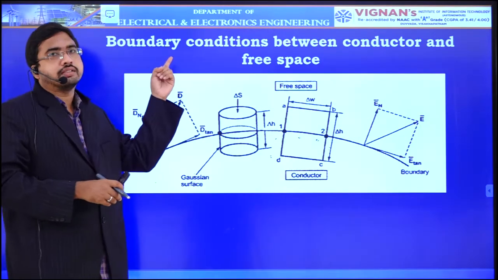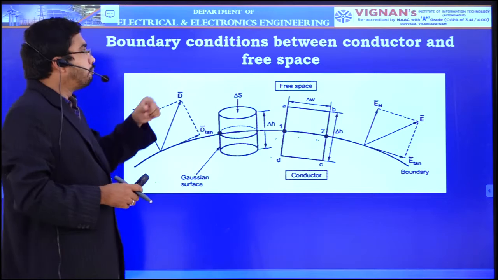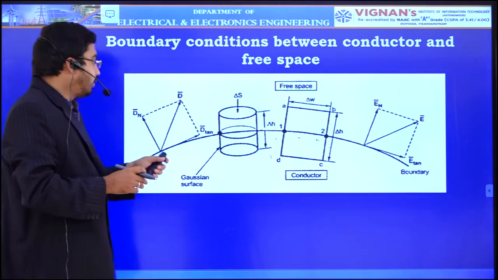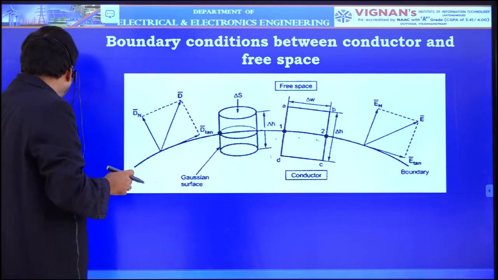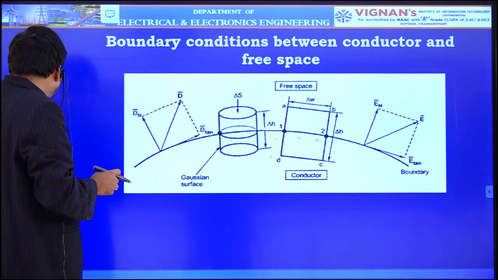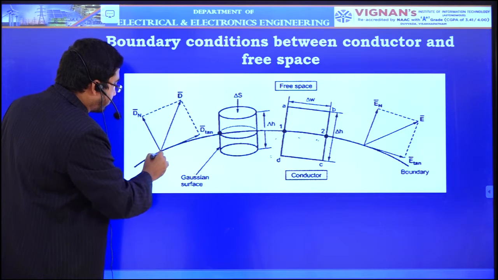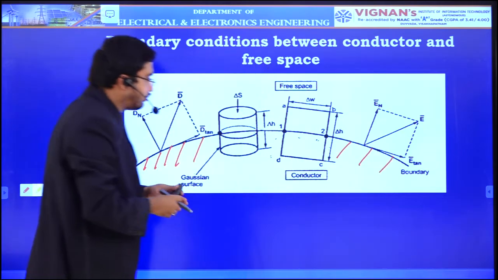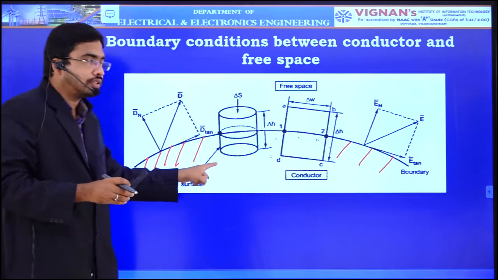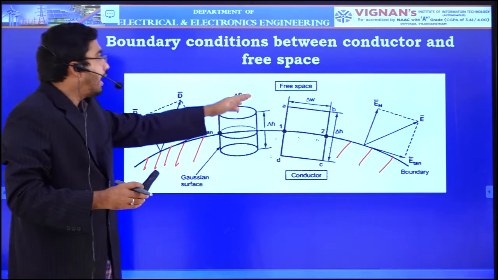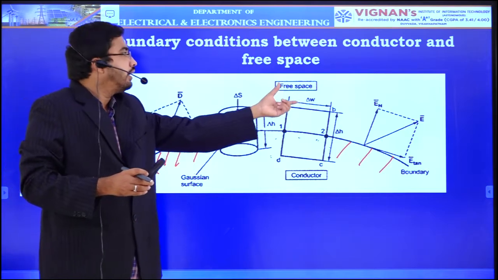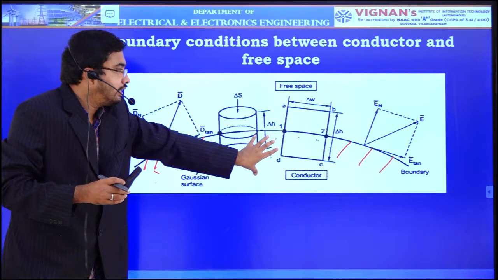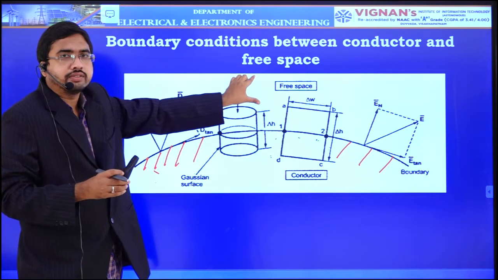So the first case is we are going to derive the boundary conditions between the conductor and free space. You can see here, this lower part is the conductor, and the above part is the free space. That means it can be some air or like that, free space is present. So you are having a conductor and above that you are having some free space.